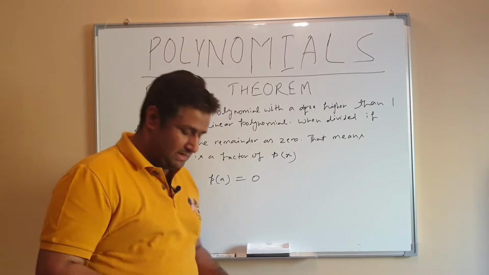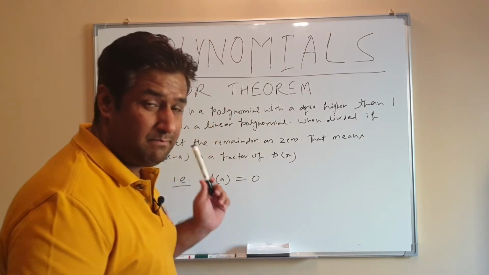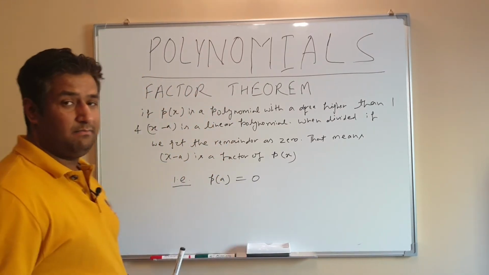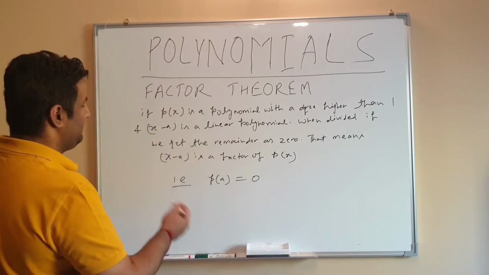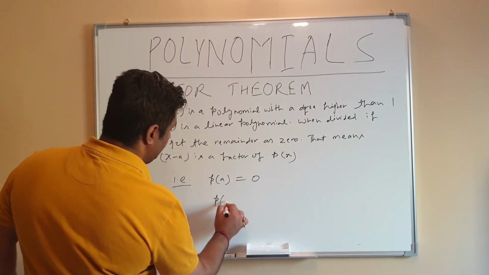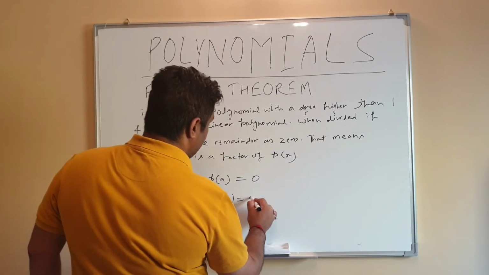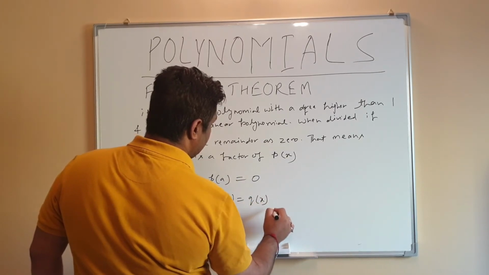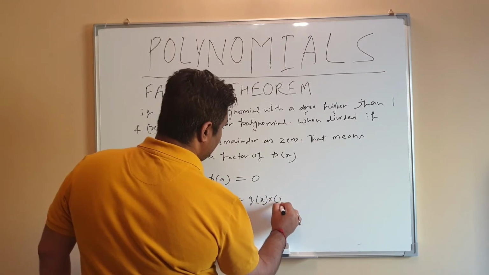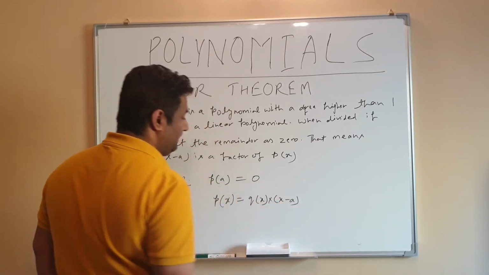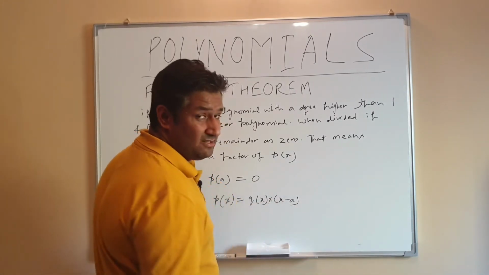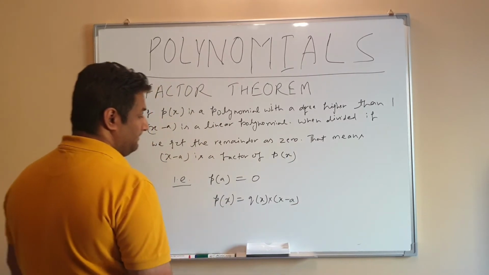It is as simple as that. So we'll do some examples and you can understand it in a better way. Mathematically, you can just write p(x) is equal to q(x) times x minus a, right? There will be no r(x) term because there is going to be no remainder.